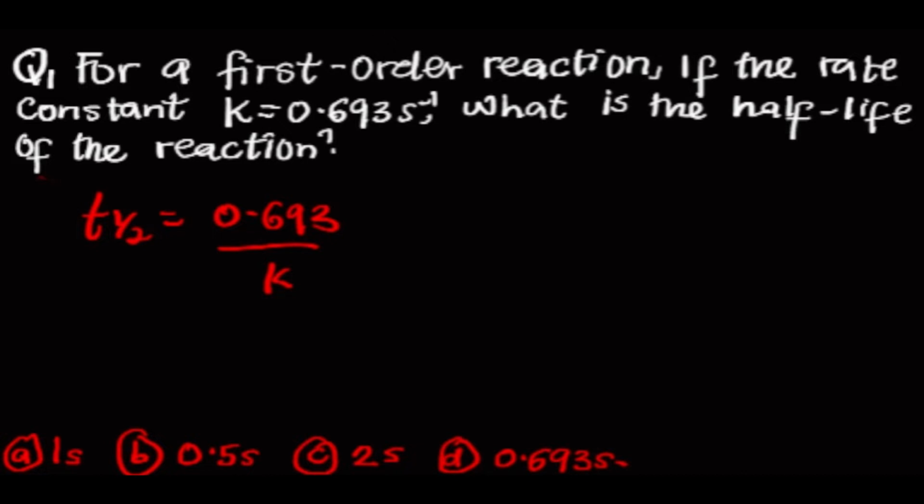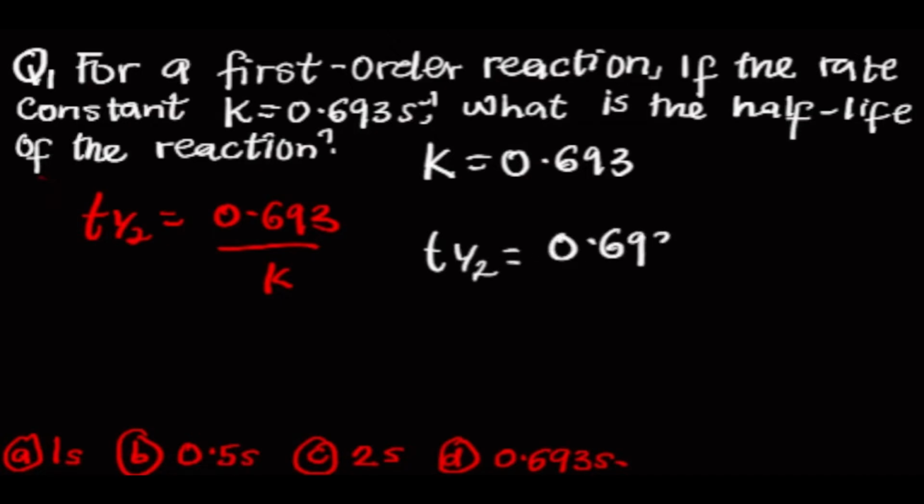The reason why I'm using this is because from the question, it is mentioned that the reaction is first order, and the expression for half-life of a first order reaction is T half equals 0.693 divided by k, and k is the rate constant. Now from the question, I'm given that the rate constant k is 0.693 per second. So if I put it here, I'm going to have T half, which is the half-life, equals 0.693 divided by 0.693 per second.